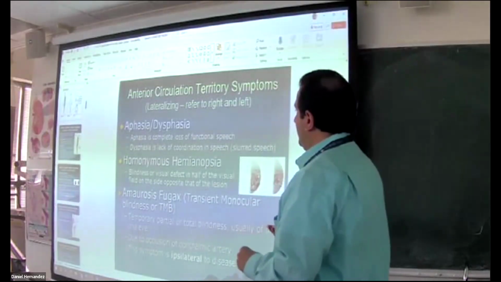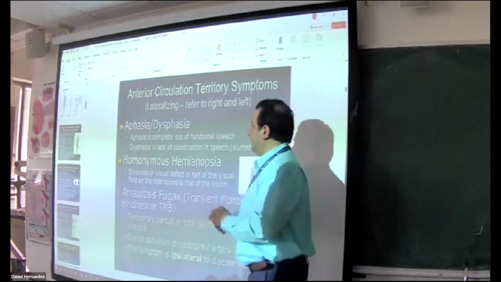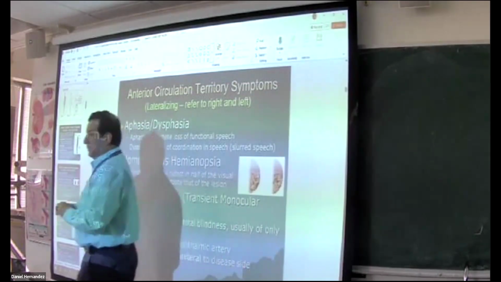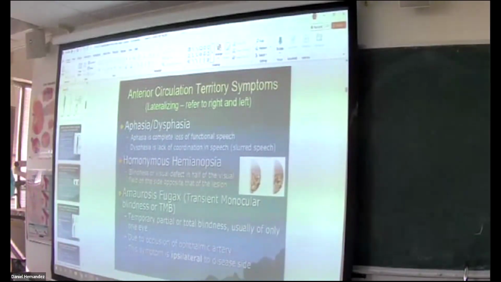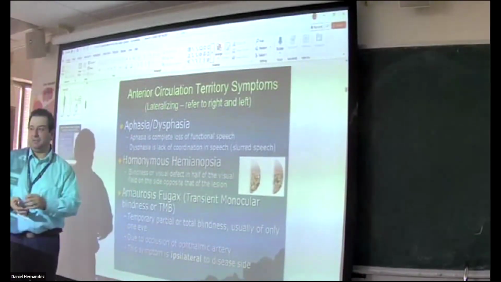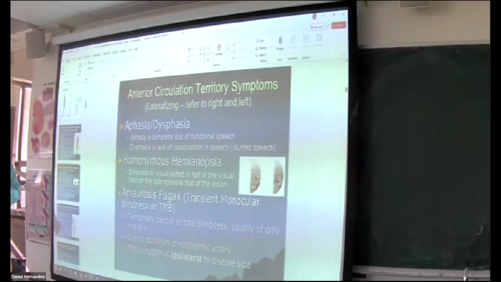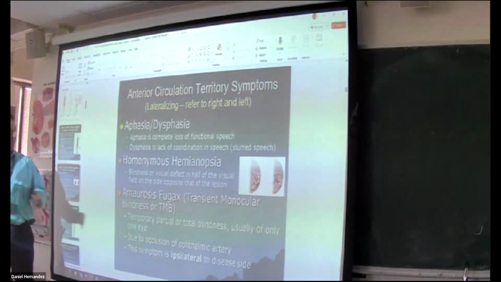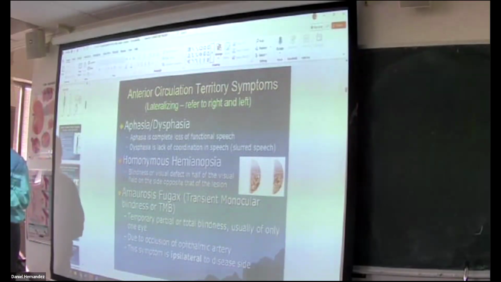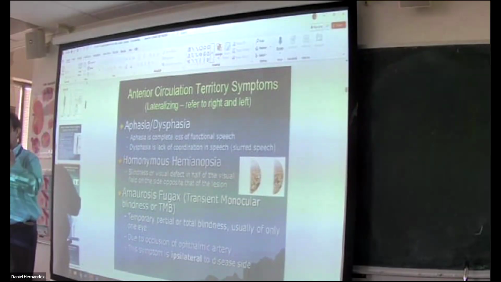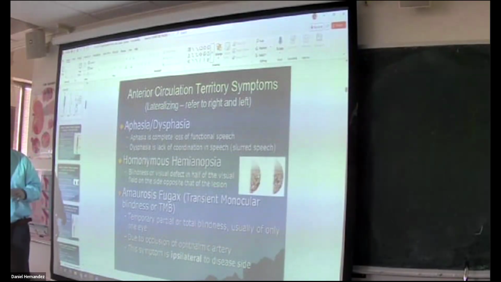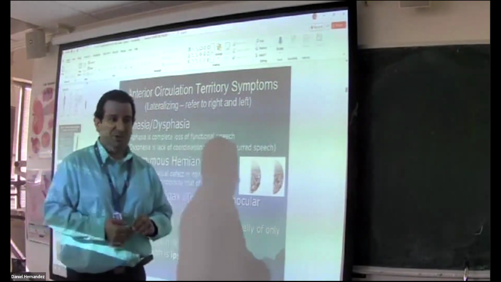We have some additional ones. We also have speech: aphasia, dysphagia. So aphasia is a complete loss of functional speech, whereas dysphagia is kind of like slurred speech. Someone presenting with dysphagia might sound like they're intoxicated or drunk, slurring their speech, but they still kind of make sense. With aphasia, they might not be speaking at all. You'll ask them questions and they're just staring at you. They can't form the words, or what they're saying makes absolutely no sense. They're saying random words that don't make any sense.